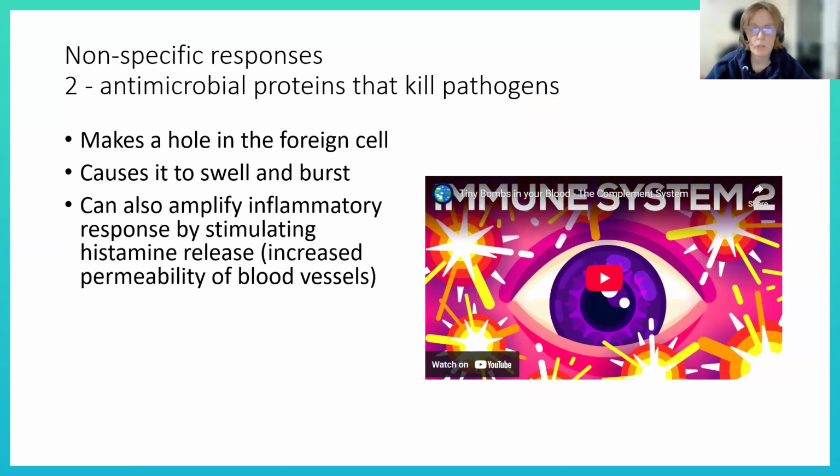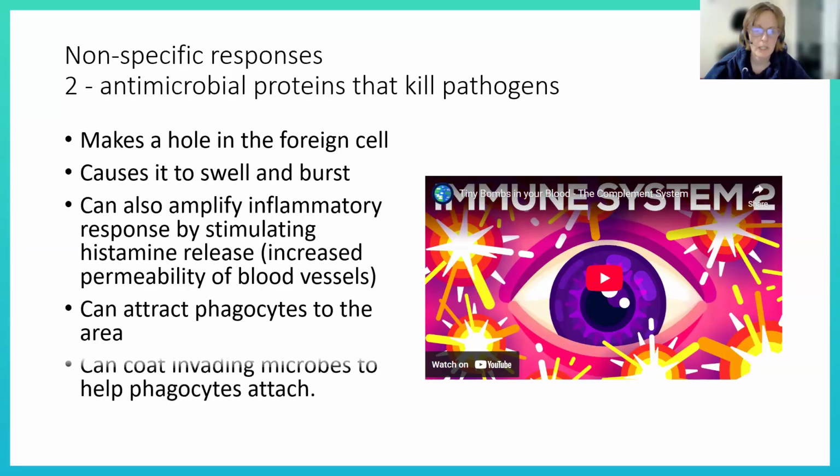It will also start the inflammatory response, which is another response that we were talking about a minute ago. It will stimulate histamine release, and that increases the permeability of the blood vessels, which can help white blood cells move in and out of the blood vessels. It can attract phagocytes to an area as well, because they give off a signal that will move more immune cells in. So we're going to have a look at this now.